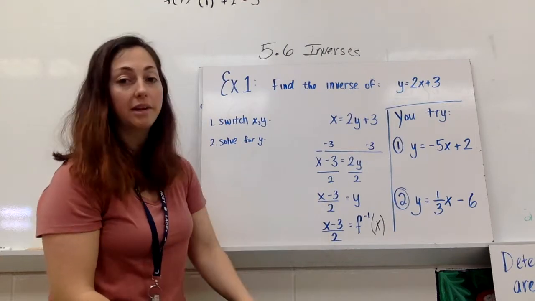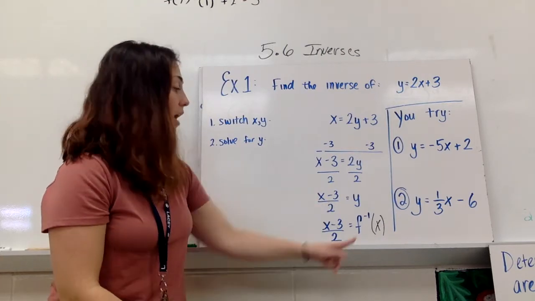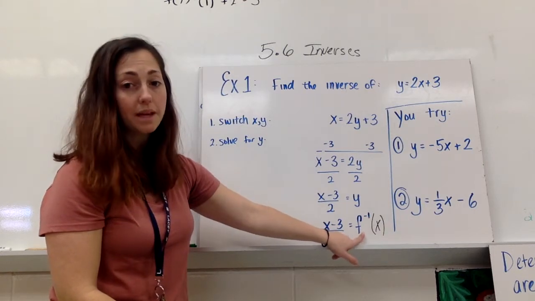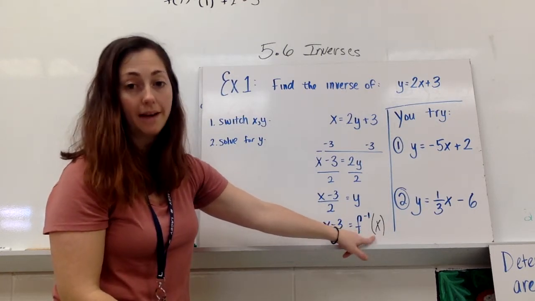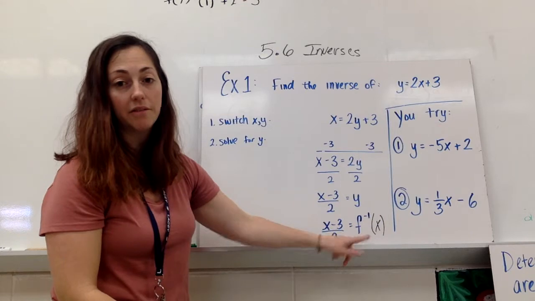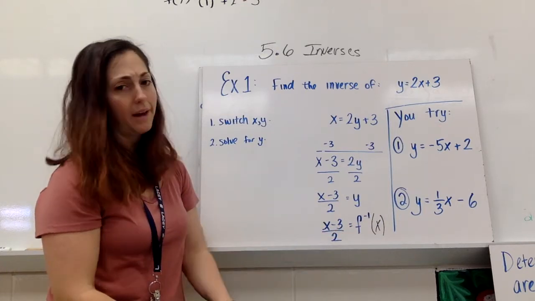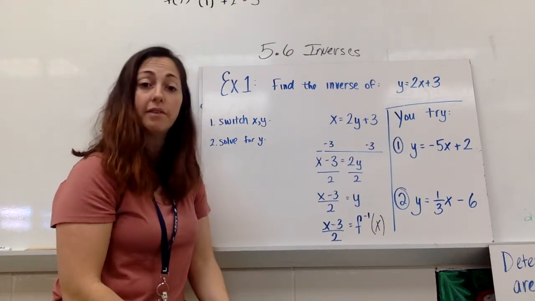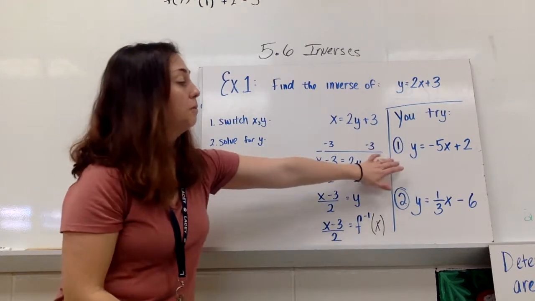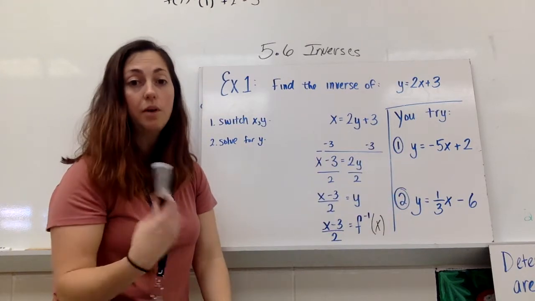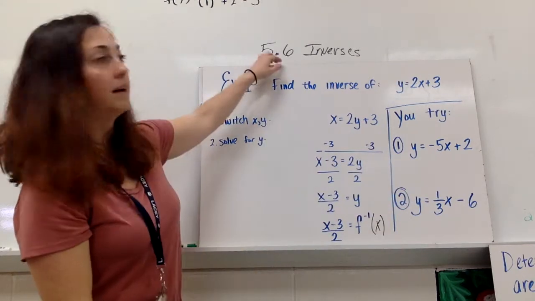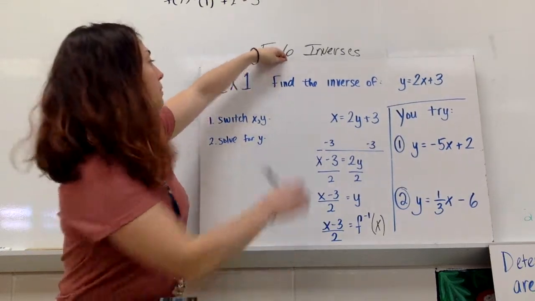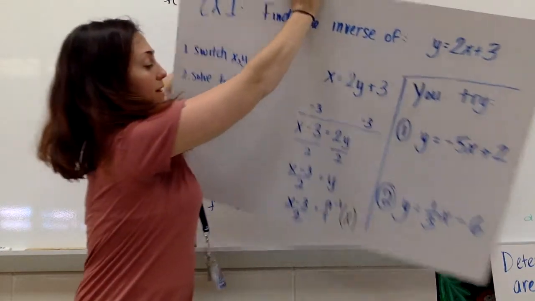I'm not going to simplify this. It's fine just the way it is. Another way you might see it is f of negative 1 of x, meaning the inverse of the function, equals whatever that happens to equal, x minus 3 divided by 2 in this case. Now I have 2 problems for you to try. You'll pause the video, try them, and then continue as you know. Or maybe you don't. All right.